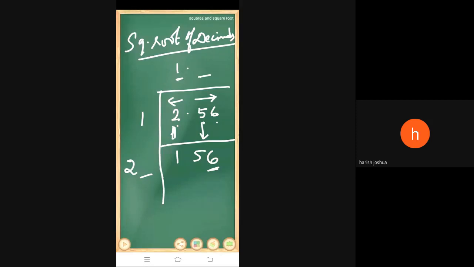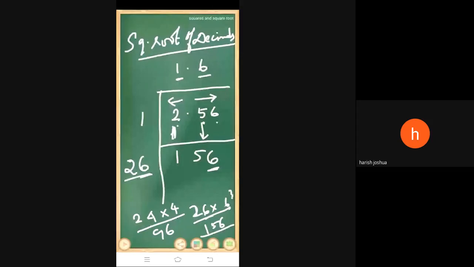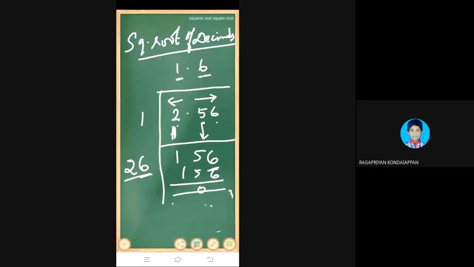24 into 4, you check. 4 4s are 16. Balance 1. 2 4s are 8. 8 plus 1, 9. No. Then 26, sorry, 26 into 6. 6 6s are 36, balance 3. 6 2s are 12. 12 plus 3, how much? 15. So you are getting how much? So what number do we have here? 6. Here also 6, there also 6. So 26 into 6 is nothing but 156. Remainder is 0. So the square root of 2.56 is nothing but 1.6.